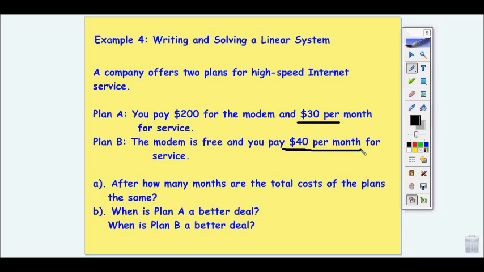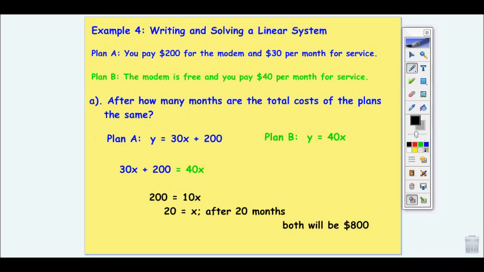So first of all, we need to put this information into an equation, a linear equation. So with Plan A, you pay $200. That's a constant term, and we talked about our constant term being our y-intercept. Now, you also pay a per month for the service. When we see that word per, we know that's going to be a rate of change, or our slope. So that information is going to go as the coefficient to x.